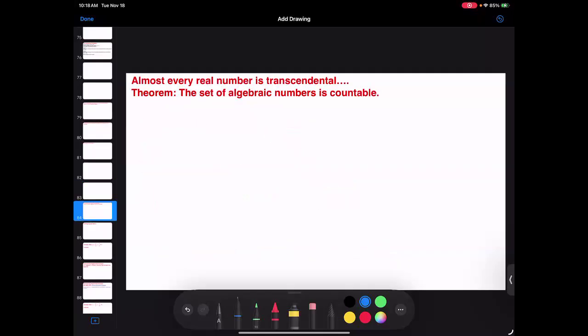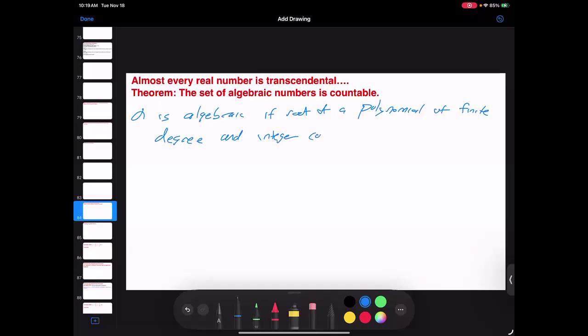So here is a really nice result. Almost every real number is transcendental. How many of you have seen the words algebraic and transcendental? This becomes very important as we keep going forward in modern algebra, in terms of the structure of numbers. And so we say alpha is algebraic if it's a root of a polynomial of finite degree and integer coefficients.